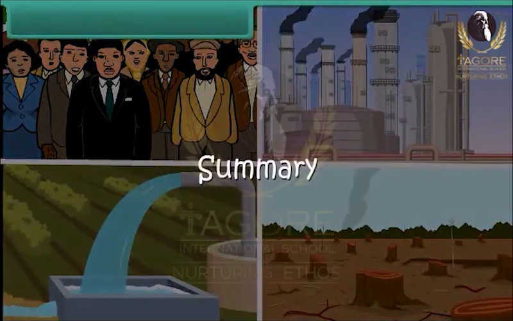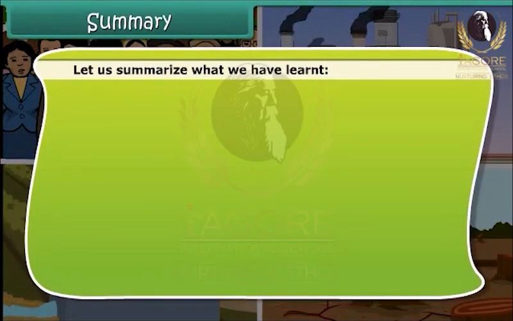Summary. Let us summarize what we have learned. Water covers 71% of Earth's surface.